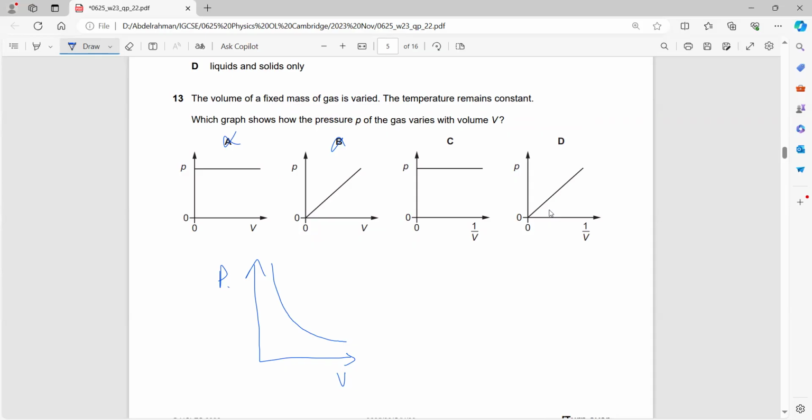In C and D, it's not the volume, it's actually the inverse of the volume. We know that the pressure and the volume are inversely proportional. But if I say the pressure and the inverse of the volume, they would be directly proportional. So it's D. Okay. The pressure and the inverse of the volume would be directly proportional.